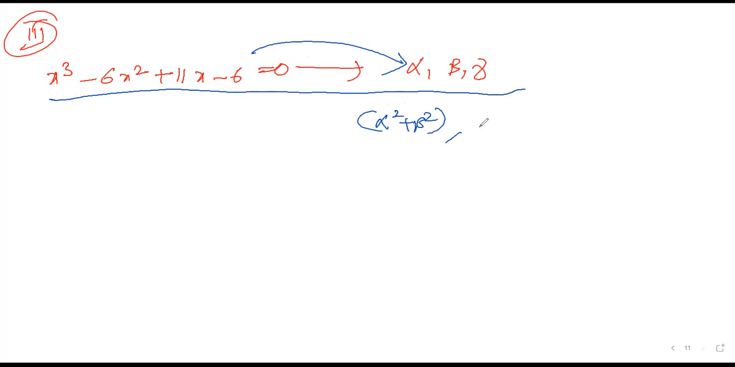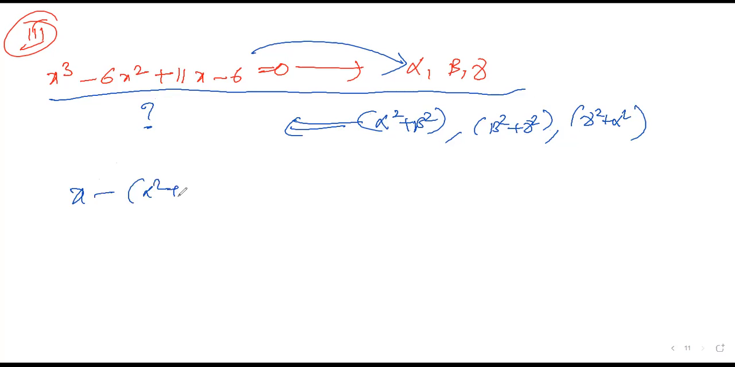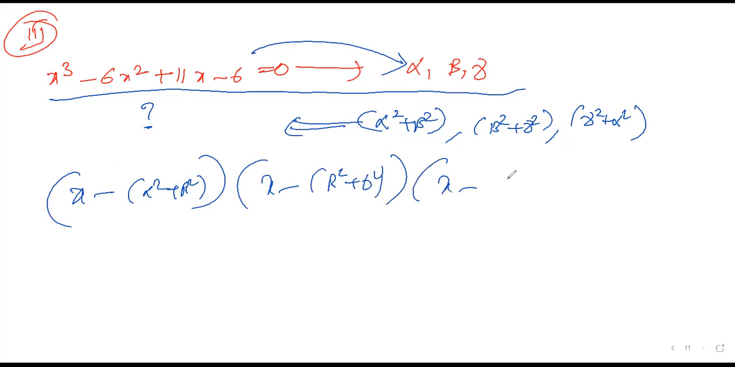One root is alpha² beta², another root is beta² gamma², and another root is gamma² alpha². For these three roots, I want the equation. So how can you find it? (x − alpha² beta²)(x − beta² gamma²)(x − gamma² alpha²). Now let us take alpha² as A and beta² as B. Am I clear? Yes, sir. Clear, sir. So this is what they want.